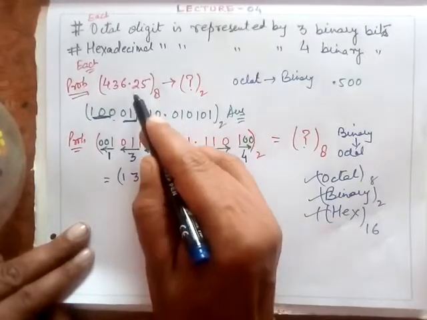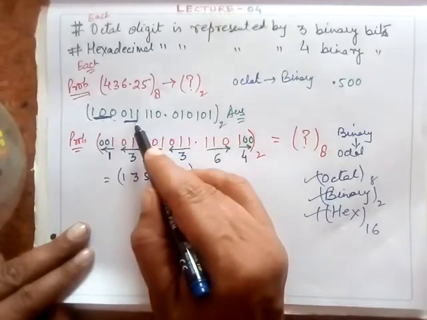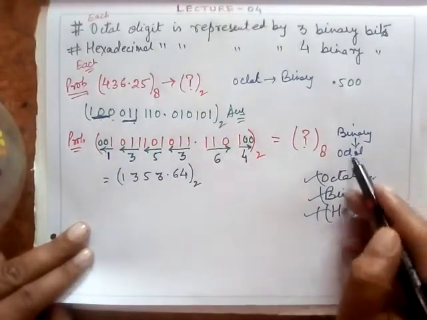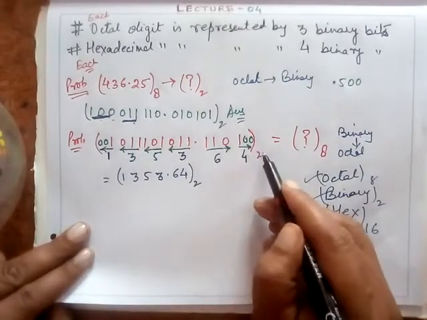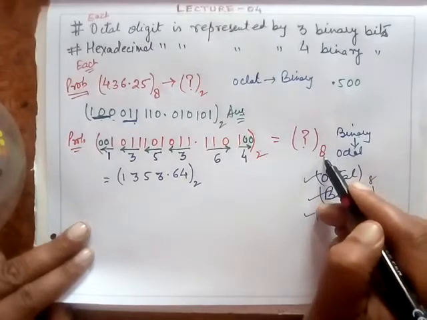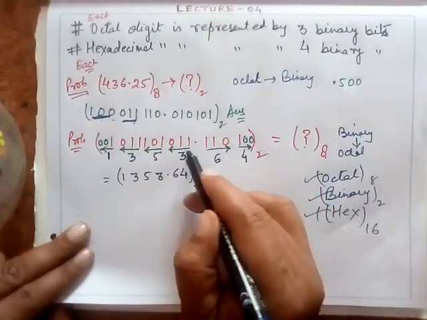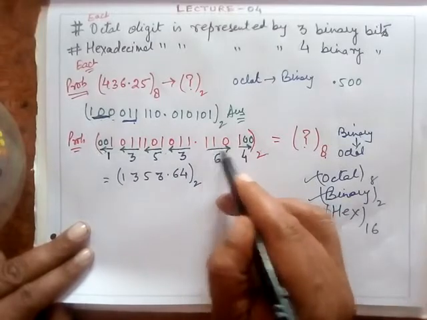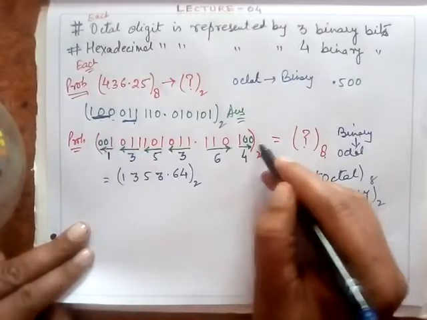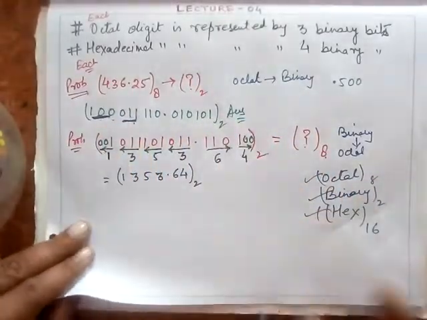For example, I took this problem from octal to binary. I represent this 4 by 3 bits, this 3 by 3 bits, this 6 by 3 bits and so on. And if I have to convert a binary number to an octal number, as I did in this problem, you make a group of 3 bits in the integer part from right to left, and for the fractional part from left to right. If needed, you can insert zeros here as well as here, which doesn't affect the result. So let's take one problem.